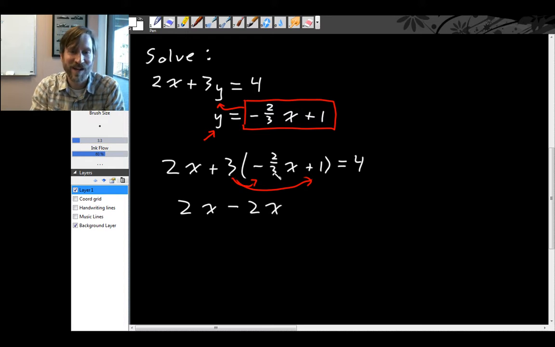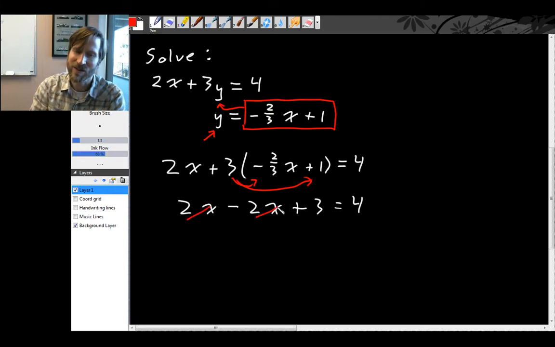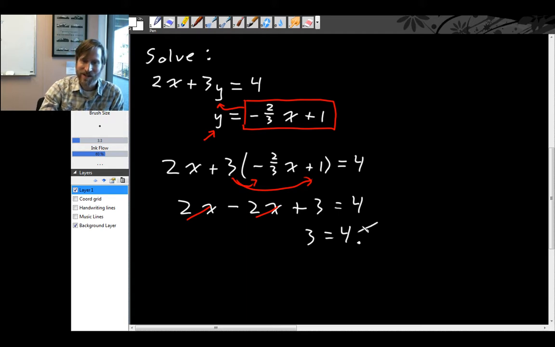So 3 times negative 2/3 x is negative 2x, plus 3 times 1 is 3, equals 4. And then the x's cancel, and we get 3 equals 4. Now remember what we were expecting to get from this equation. We were expecting to find an x value that would make the system work. Since we get this equation, 3 equals 4, this is describing the x values that will work.